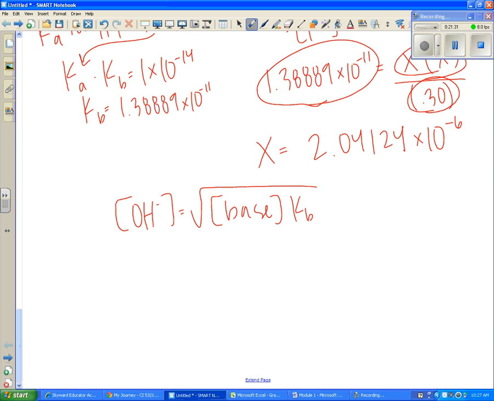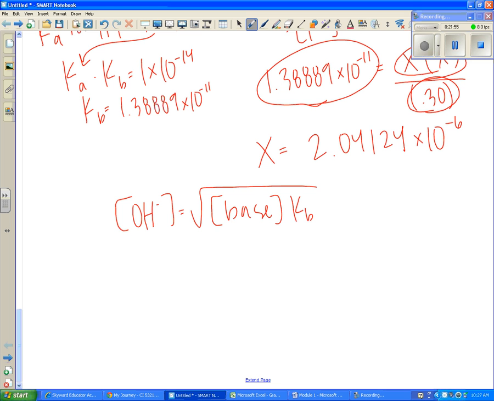You don't need to set up that ice table to do that calculation. If you recognize that you have a weak base or a weak acid, you can use these equations as shortcuts to eliminate some of your work. Now you can go through and do all that work. Doesn't make a difference. It's just a time saver for you guys when you're doing your homework, when you're doing your tests. Morgan?